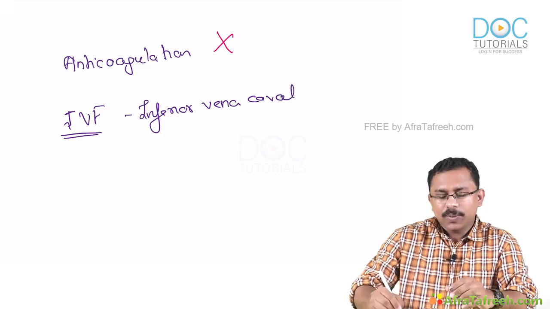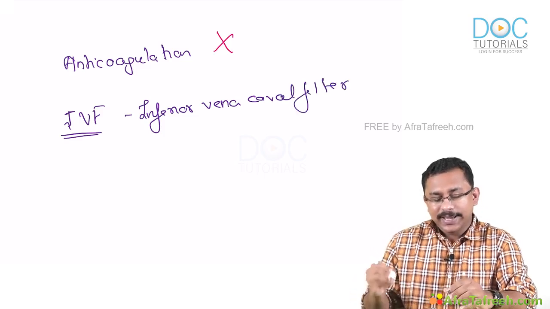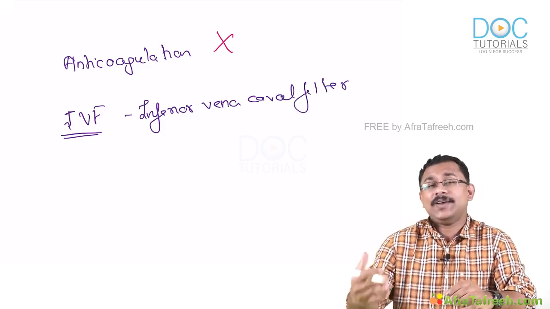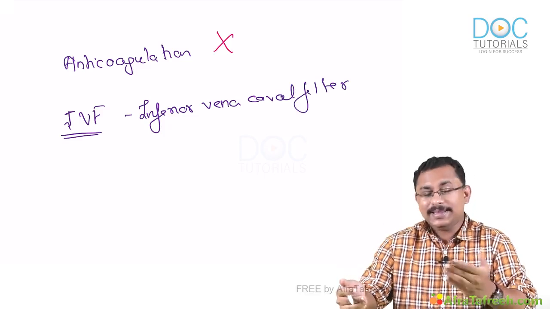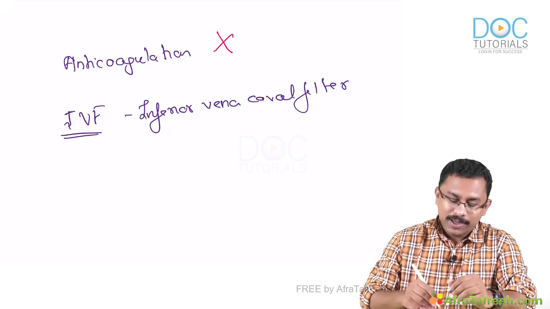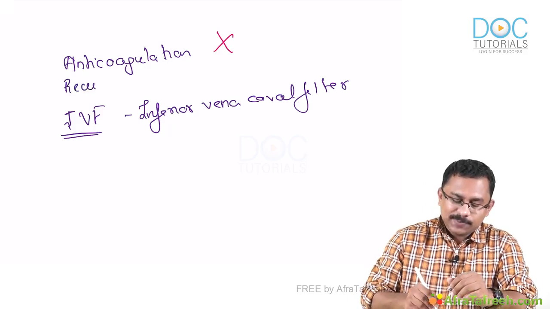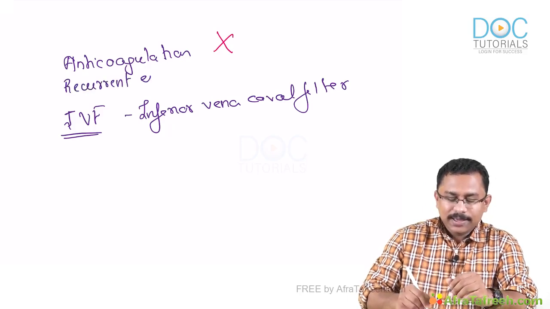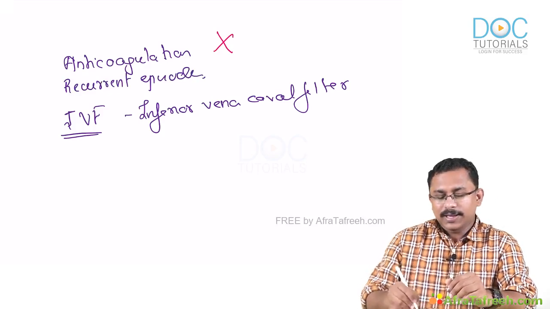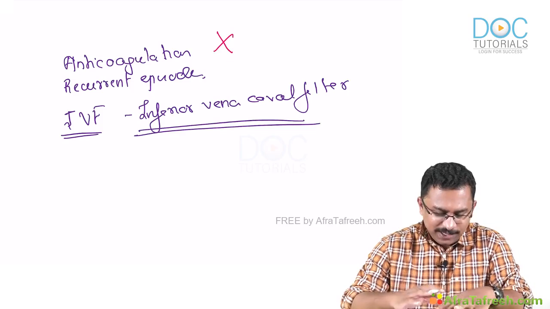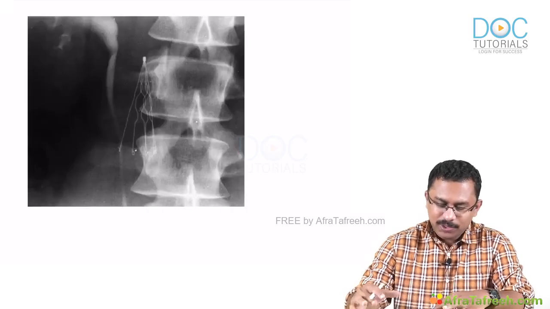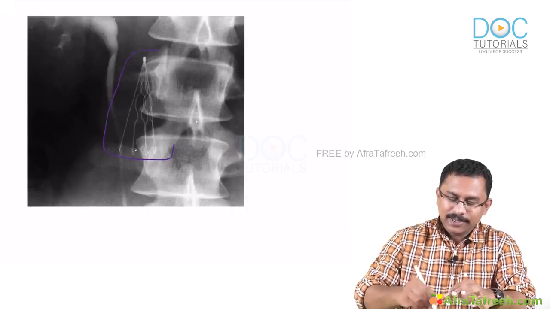So this can also be used in a scenario where, in spite of anticoagulation, the patient is developing recurrent episodes of pulmonary embolism. Okay, in that scenario also you can go for an inferior vena cava filter. Okay, but I'll just show you an inferior vena cava filter that is in situ. Are you able to see this? Okay, this is the filter.